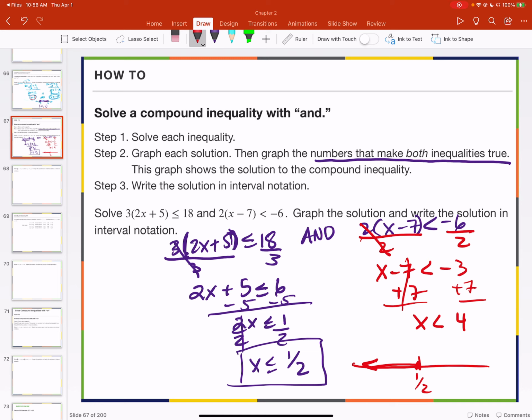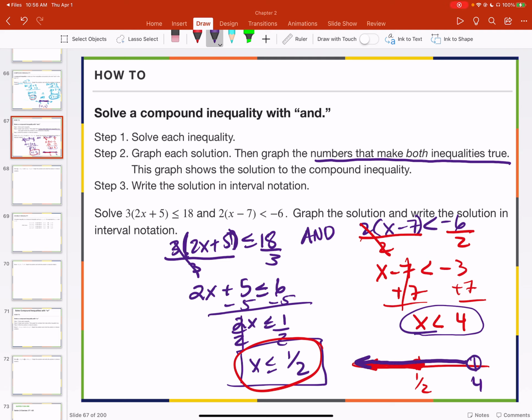Sorry, excuse me. So this one is 3 times the quantity. Okay, fine. So we have here this part right here, x less than or equal to 1/2, is right here. I did it in red. I'll reverse. So then x less than 4 would be 4, and then open circle, and then in this direction.